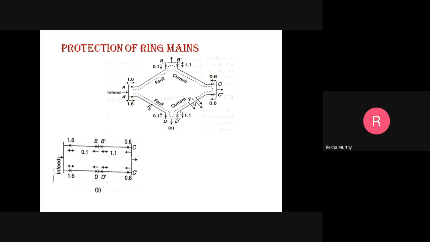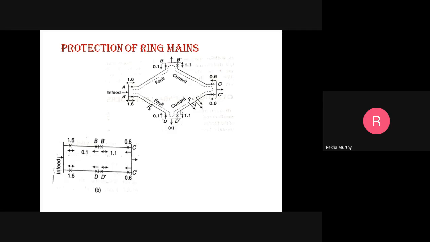Okay, fine. Now, compared with the radial feeders, the protection of a ring feeder is found to be costly and a little bit complicated. Here, each feeder will require two relays. A non-directional relay is required at one end and a directional relay at the other end. Make sure that each feeder requires two relays: one is a non-directional relay at one end and another is a directional relay at the other end.